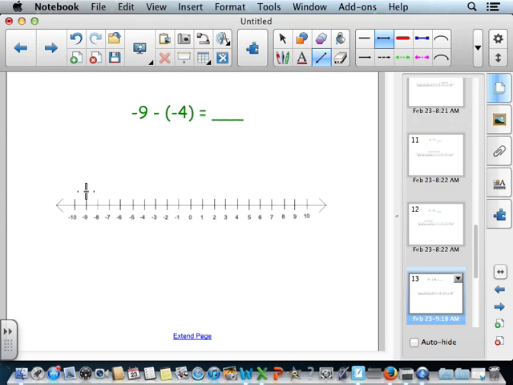So starting at negative 9, if I move to the right 4, 1, 2, 3, 4, I end up at negative 5. So negative 9 minus negative 4 is negative 5.